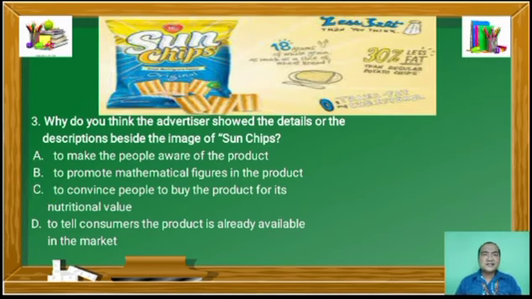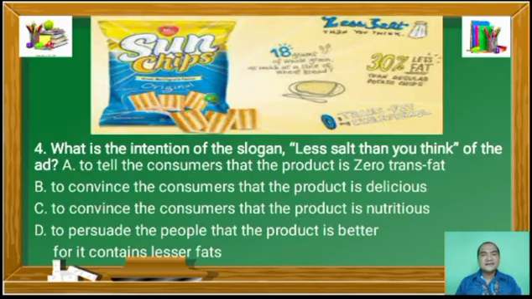The advertiser showed the details or the descriptions beside the image of sun chips to convince people to buy the product for its nutritional value. Okay? Let's proceed to number 4. The question is, what is the intention of the slogan, "Less salt than you think," of the ad? Letter A, to tell the consumers that the product is 0 trans fat. Letter B, to convince the consumers that the product is delicious.